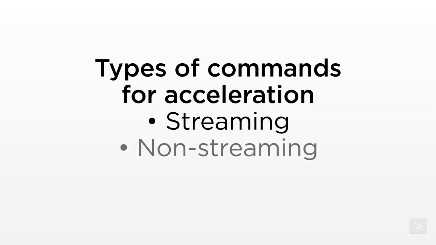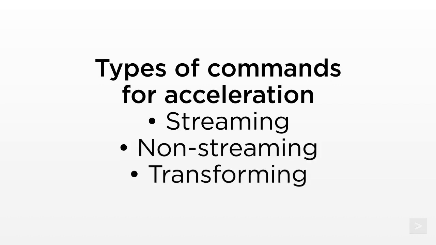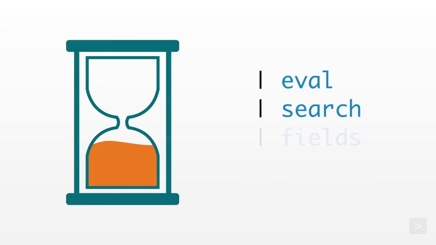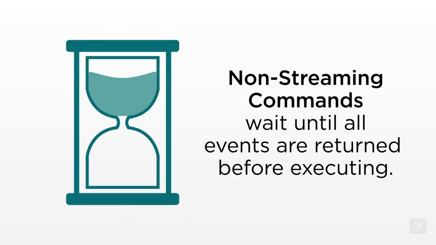The 3 types of commands that are important to report acceleration are streaming, non-streaming, and transforming. Streaming commands operate on each event as the event is returned by the search. Eval, search, fields, and rename are examples of streaming commands. Non-streaming commands wait until all events are returned from the indexers before executing the command.